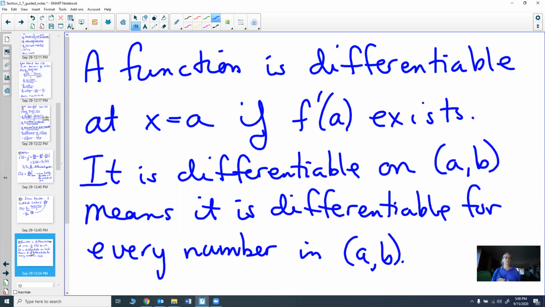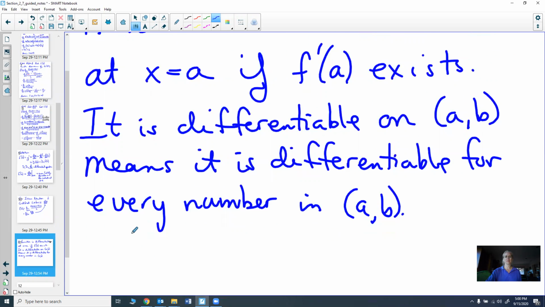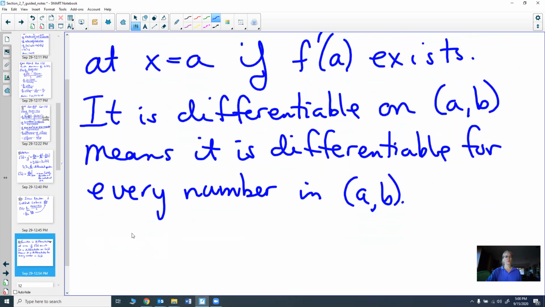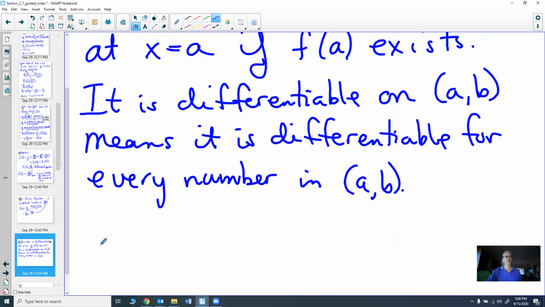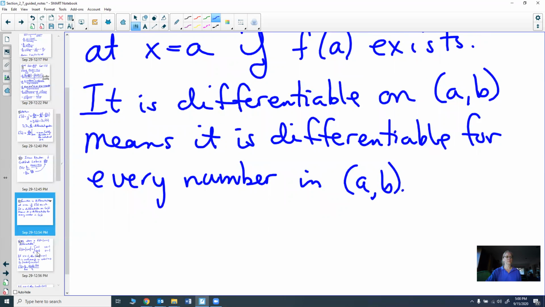So now I want to talk about when is a function differentiable and when is it not. A function is said to be differentiable at a certain point if the derivative exists. In other words, if you can find the derivative, then it must be differentiable at that point. It is differentiable on an interval means it is differentiable for every number in that interval. If you wouldn't be differentiable at a certain point, then you wouldn't say you're differentiable on that interval.